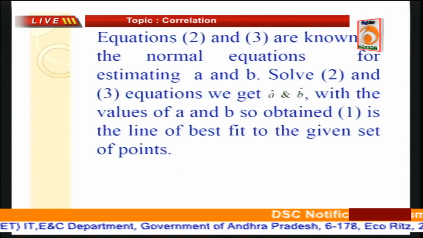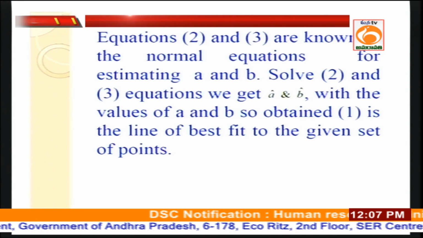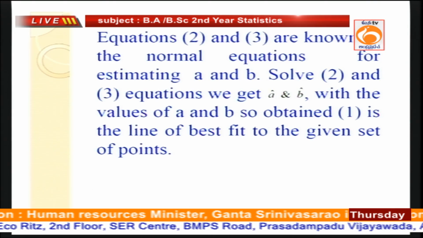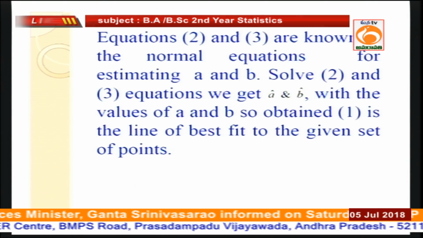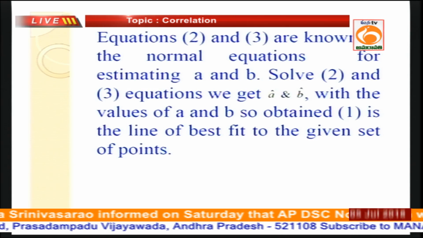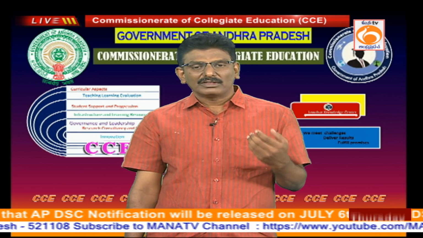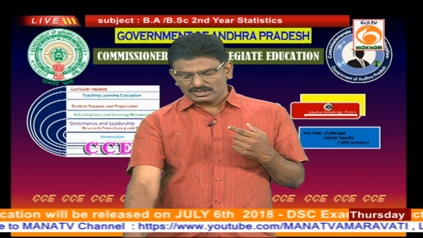These are the estimators of a and b. With these values of a and b, line 1, noted in the beginning, is the line of best fit to the given set of points. So, this is the way to fit a straight line equation.